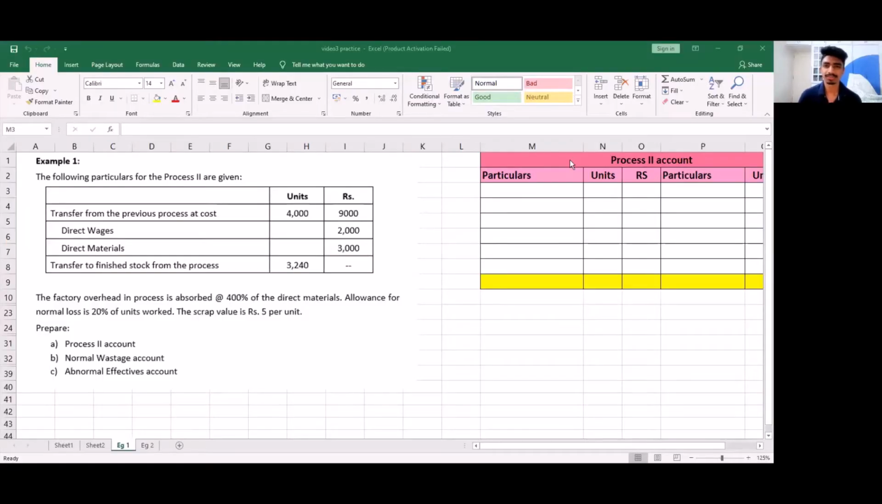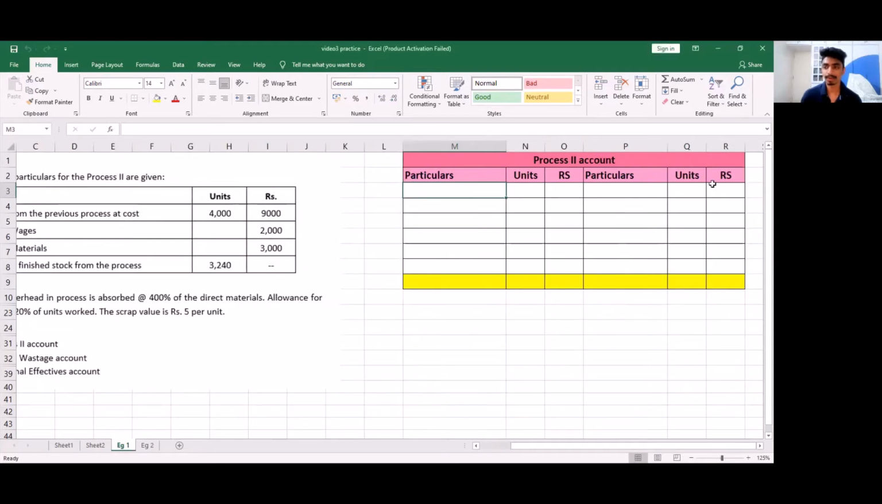So let's get started with the first question. The following particulars for process 2 are given. You can look at this table for the information. The factory overhead in process is absorbed at 400% of the direct materials. Allowance for normal loss is 20% of units worked. The scrap value is rupees 5 per unit. We need to prepare the process 2 account, normal wastage account, and abnormal effective account. So here, normal wastage account is nothing but our normal loss account, and abnormal effective account is nothing but our abnormal gain account. Since this is the first question, we will also be solving the process account.